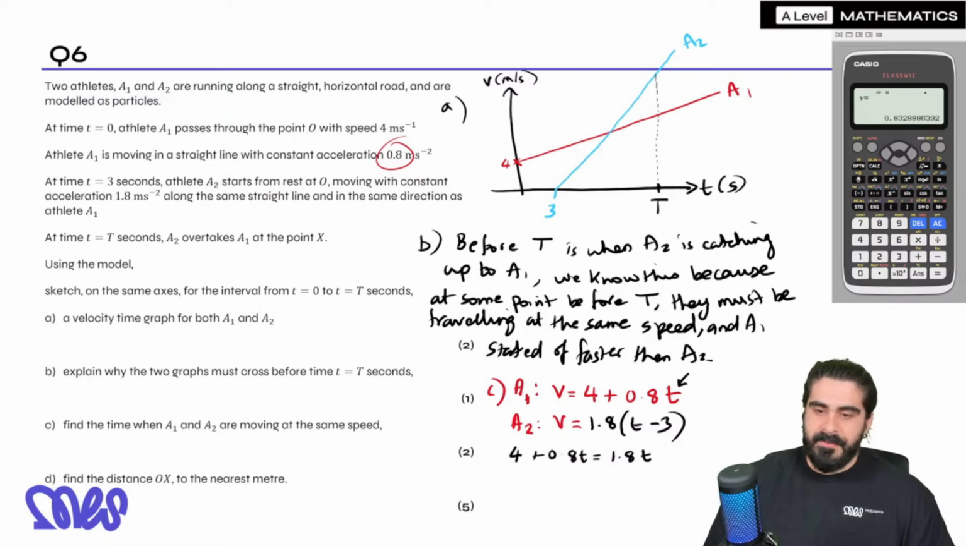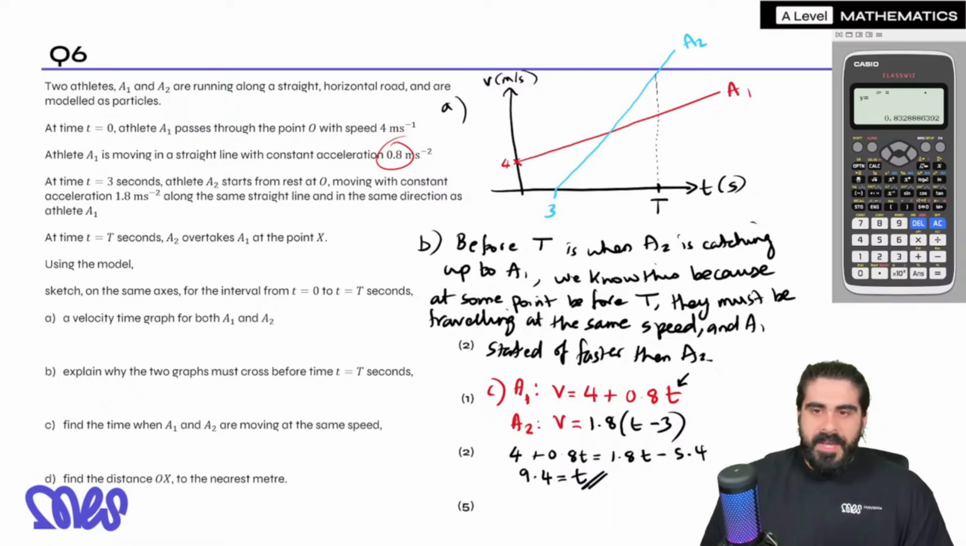Let's expand it. Isn't that 5.4? Add that over. 9.4 is just t, isn't it? That's it. That's how long it takes.